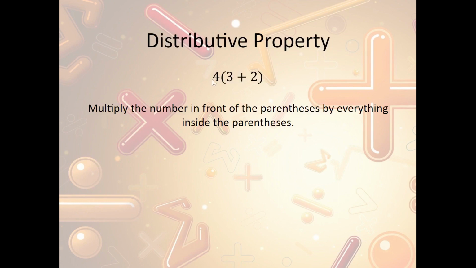Distributive property. So we have 4 times 3 plus 2. So what we're going to do is we're going to multiply the number out front by everything inside. So 4 times 3 plus 2 could be 4 times 3 plus 4 times 2. So that's 4 times 3 is 12. And 4 times 2 is 8. When we add those together, we get 20.